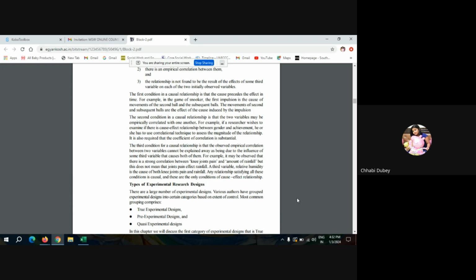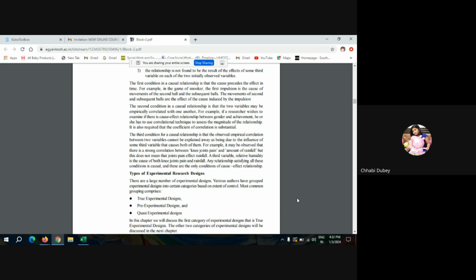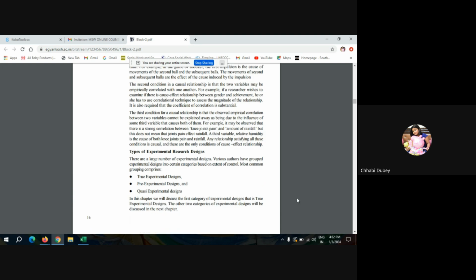Now the types of experimental research designs. Here we have been given three types of experimental designs. One is the true experimental design, second is the pre-experimental designs, and the third is the quasi-experimental designs. In this chapter, we are concerned only with the true experimental designs. The pre-experimental designs and the quasi-experimental designs we are going to study in the next chapter.